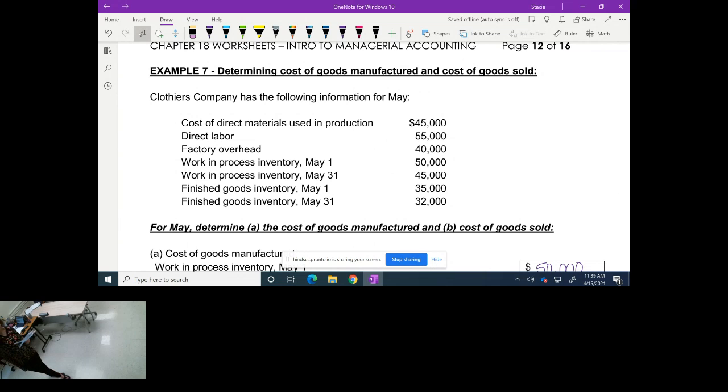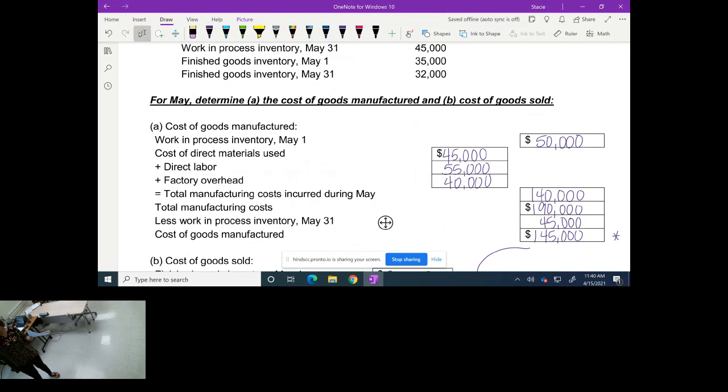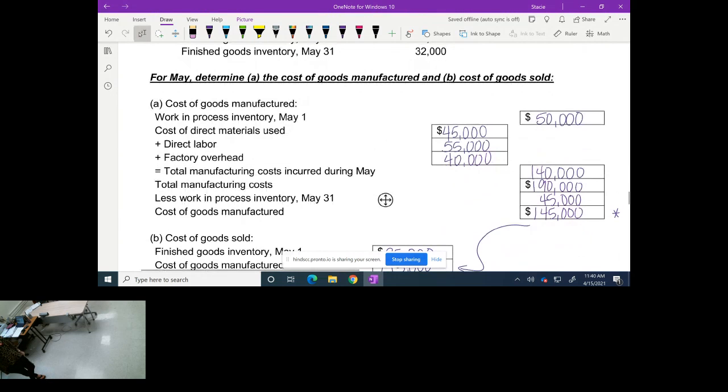So we've got this company, Clothier's company, and we've got these different items that are part of manufacturing: cost of direct materials used in production, direct labor, factory overhead, and work in process and finished goods, beginning and ending inventory. Oh, I've got it up here still.